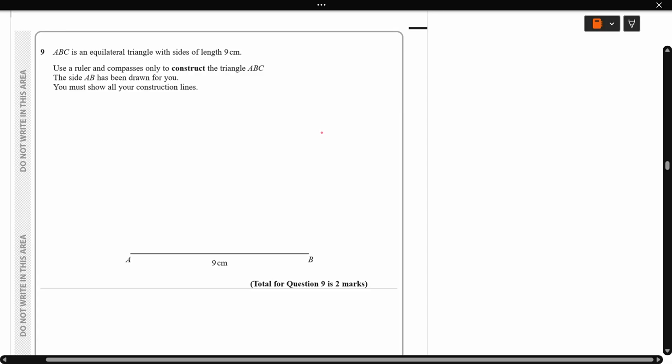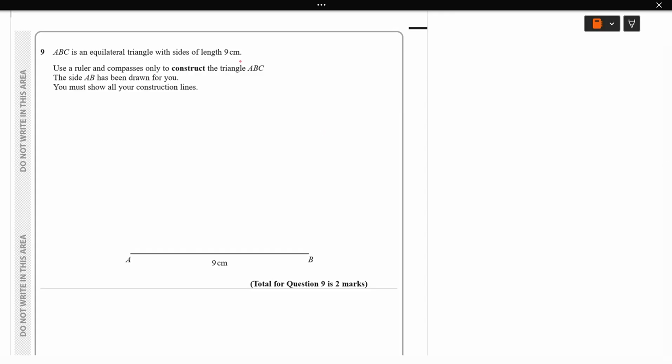Okay, next, ABC is an equilateral triangle with sides of length 9 centimeters. Use a ruler and a compass to construct the triangle ABC.